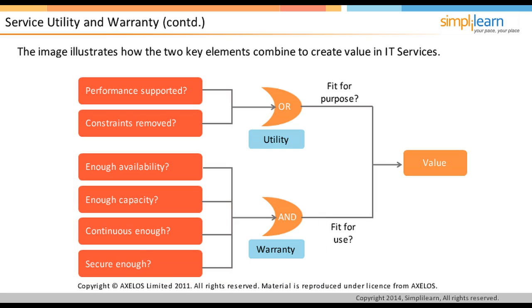Suppose a customer wants to use email as a service. In this case, utility refers to the ability of the service to allow the customer to send and receive email. Warranty is derived from the positive effect of being available when needed, in sufficient capacity or magnitude, and dependable in terms of continuity and security. For example, if the email service is available 24/7, the warranty in this case should be to provide security so that nobody hacks your account. In the next screen, we will focus on service assets.